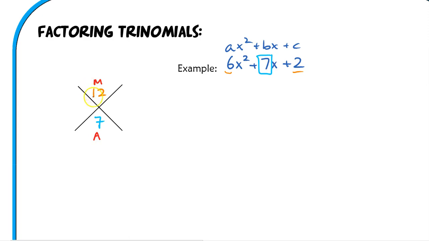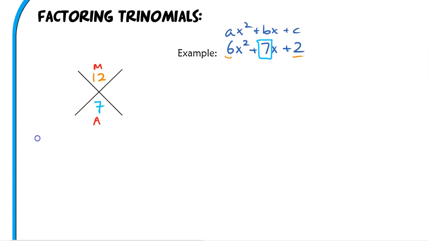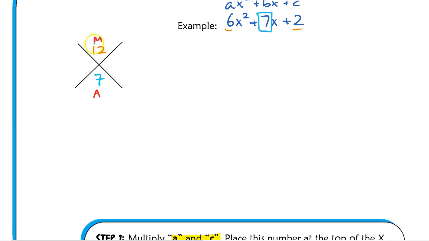We need 2 numbers that multiply to 12 and add up to 7. So what you're going to do first is think about numbers that multiply to 12. Well, 1 times 12 is 12, but I can't add 12 or even subtract 1 and 12 to get to 7, so those won't work. So 1 and 12 are not my 2 numbers that I'm looking for.